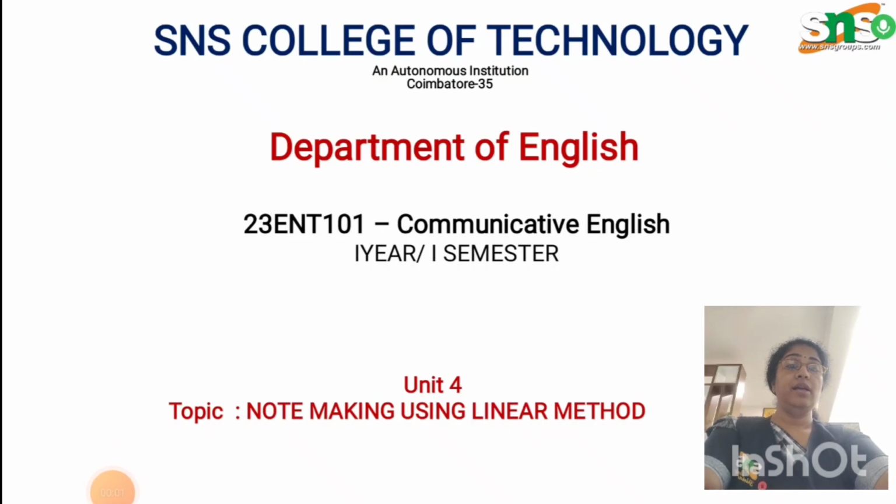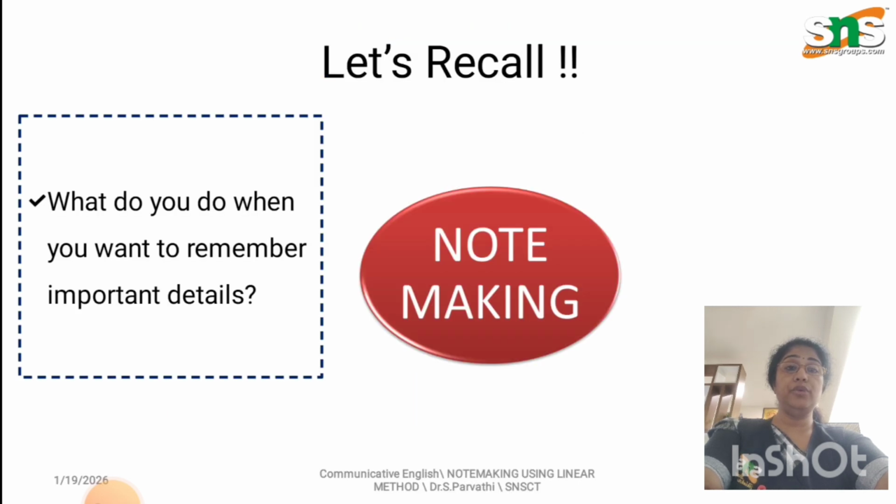Hello everyone. In this lecture series, our next topic is note making using the linear method. The topic itself tells how to use the linear method to make notes. Let's recall, what do you do when you want to remember important details?